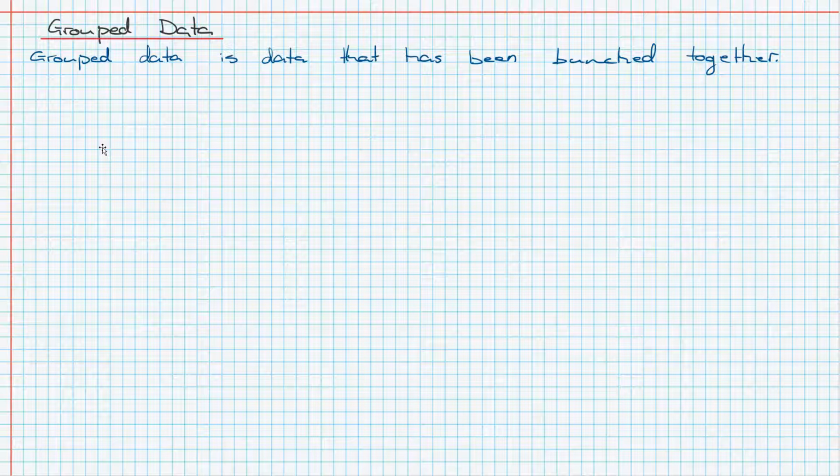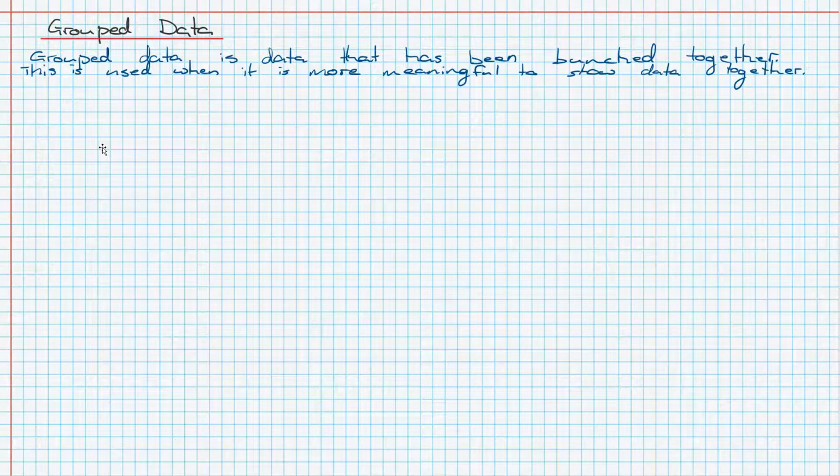So group data is data that has been bunched together. This is because it can show more meaningful results when grouped together. Okay, so a bit of a vague definition there. Let's have a look at an example.